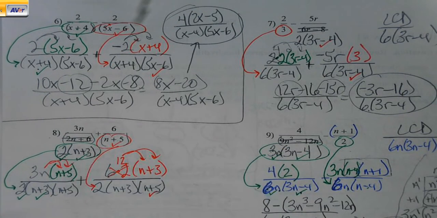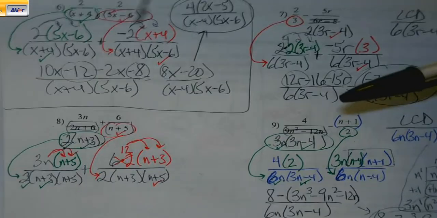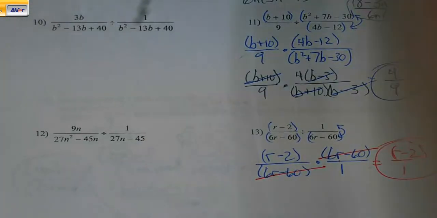But once you distribute and combine your like terms, see if there's anything that's factorable left. If there is, do it. If not, that's going to be your answer. So something to keep an eye on. Now, 10 and 12. And again, answers in the answer key.